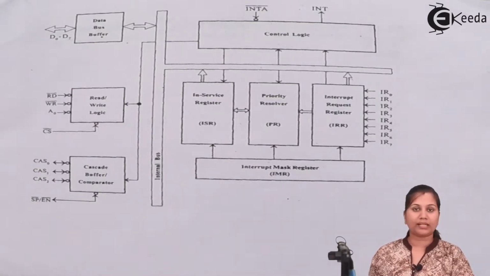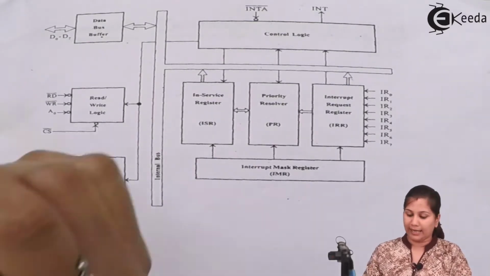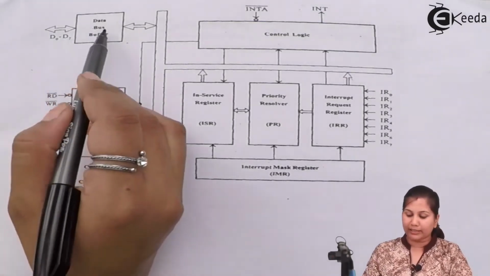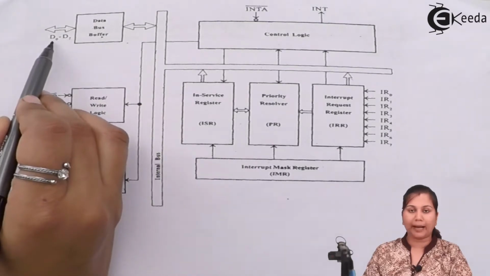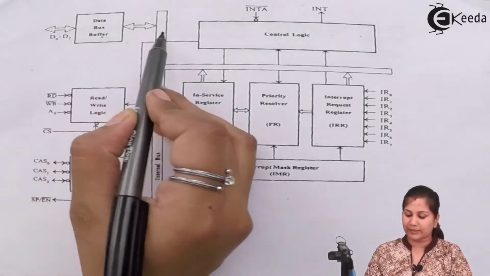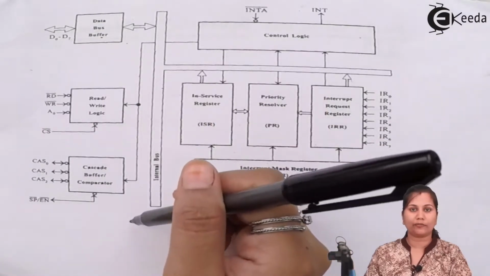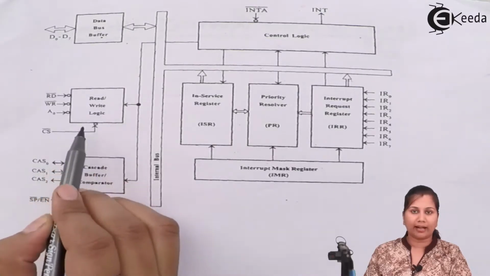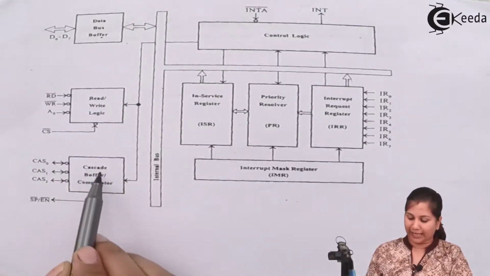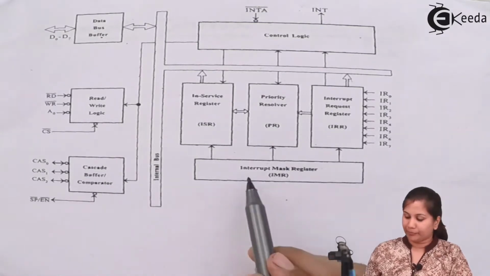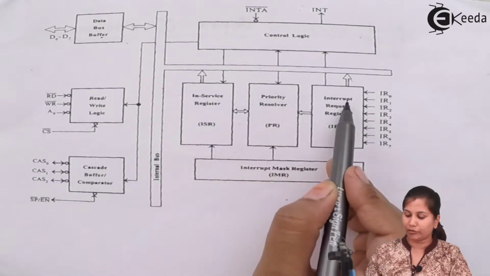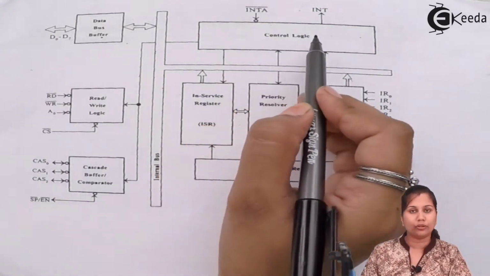In this block diagram, you can see that there are various blocks, and these blocks represent some of the elements of the 8259. This block is the data bus buffer. It is the bidirectional data bus, and this bus is also connected to the internal bus of the 8259. Then we have a block named read and write logic. One block is for the cascade buffer and comparator. One is for the interrupt mask register, in-service register, priority resolver, interrupt request register, and control logic.